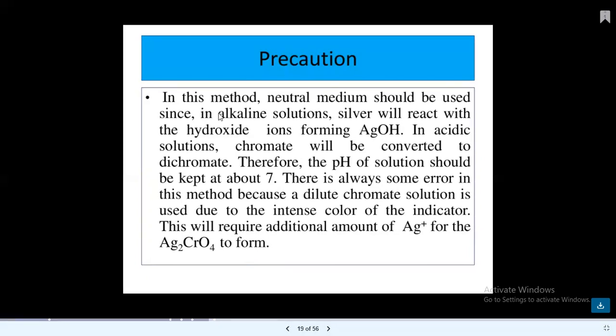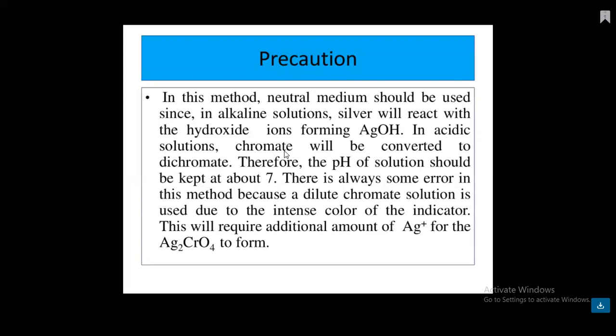We don't need an alkaline solution, we need a neutral one. So maintain the pH towards the neutral one. If it is alkaline, then the chances are that the metal converts into the metal hydroxide, first thing. And the second one, if it is not neutral and it is an acidic medium, then chromate will be converted into dichromate. We need the chromate for the color change. We need the chromate ions in their original form.